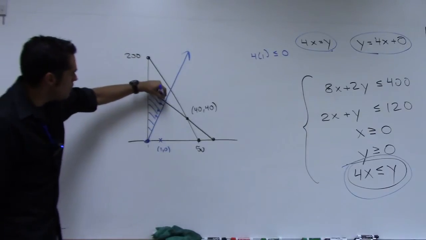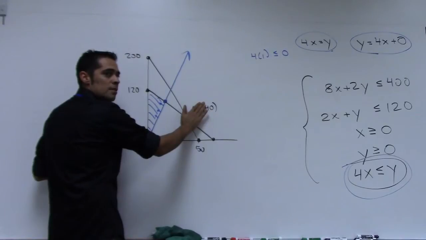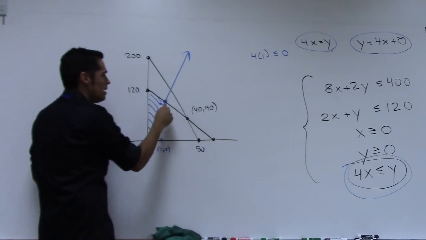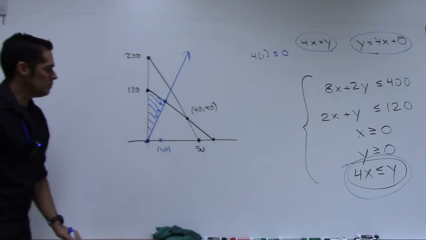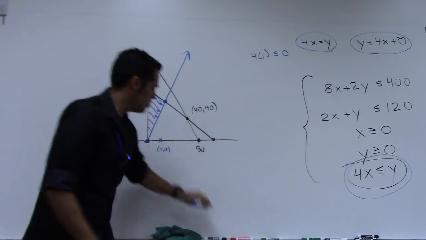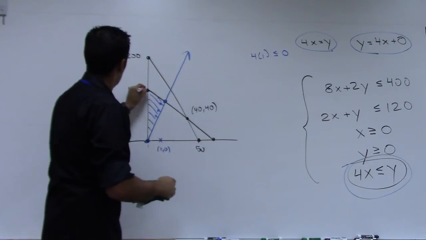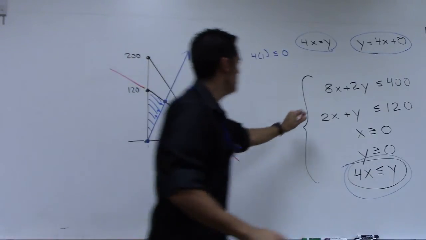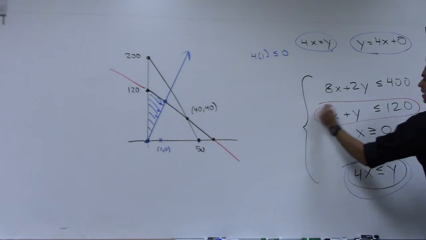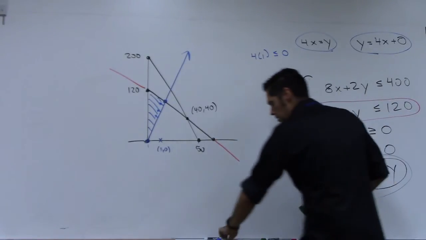Which means I have a new corner point, and this one doesn't matter anymore, because it's not in my feasible region. How do you find that? It's the intersection of this line and this one. I need to find the intersection of these two right here, so I need to set up a system of equations. I have 5 minutes. I can do it in 5 minutes.